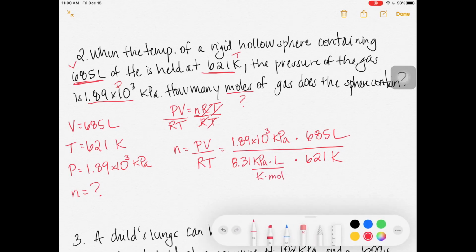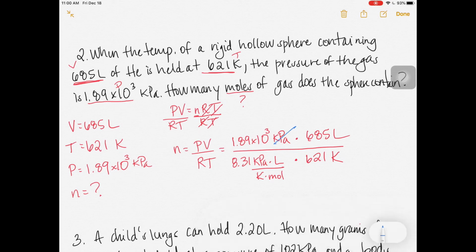All right, so let's talk about canceling of the units. The kPa's cancel, liters cancel, kelvins cancel, and I'm left with moles, which surely makes sense because this problem asked me to find moles. So I plug this in on my calculator, making sure not to make a numerical error. How many sig figs? Looks like 3. So I'm going to report this as 251 moles of helium. And that's my answer.